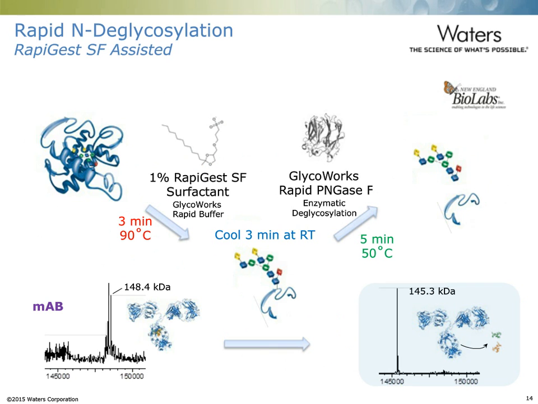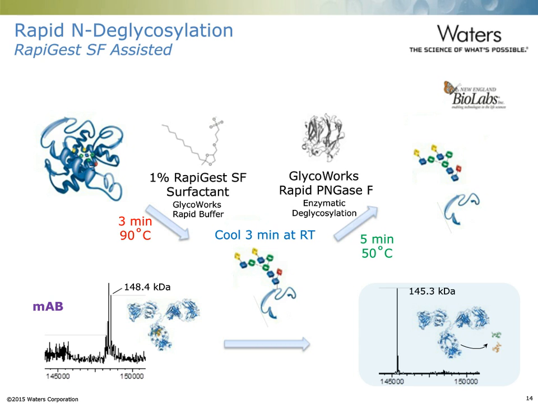Let's look at the first step in this streamlined procedure. We're going to start with our glycoprotein on the left, and in the presence of 1% RapiGest, we're going to heat this sample for 3 minutes at 90 degrees. Then we're going to allow it to cool at room temperature for 3 minutes prior to adding our PNGase F. Once the PNGase F is added, we're going to incubate the sample for an additional 5 minutes at 50 degrees, and that's going to release our N-glycan.